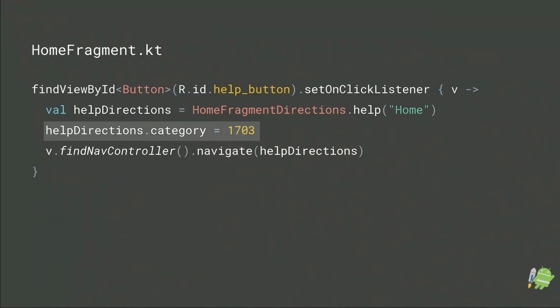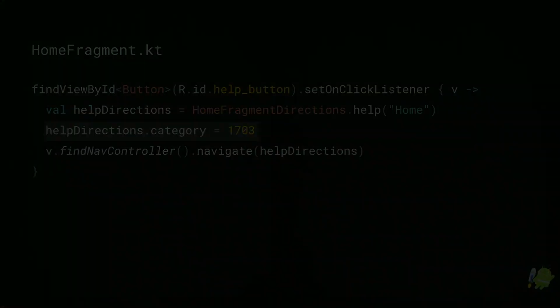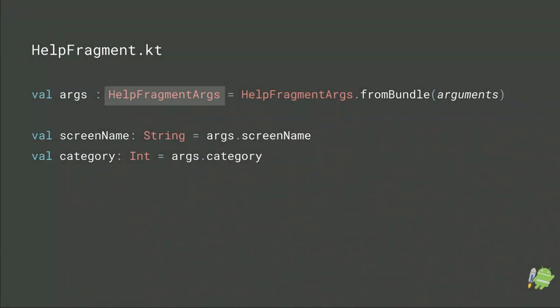And everything is type safe. And the receiving side after that is super simple. You have this POJO that we generate for you. It's an Args class. So for our case, it's HelpFragmentArgs. And it just has all your arguments that you defined in a type-safe manner.